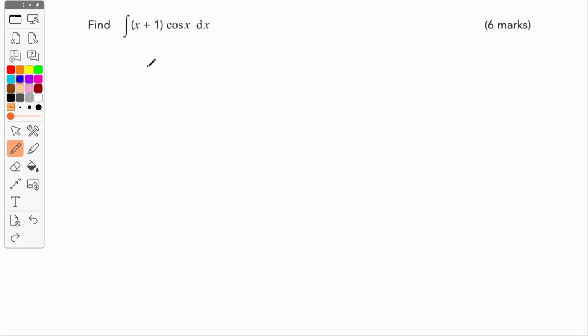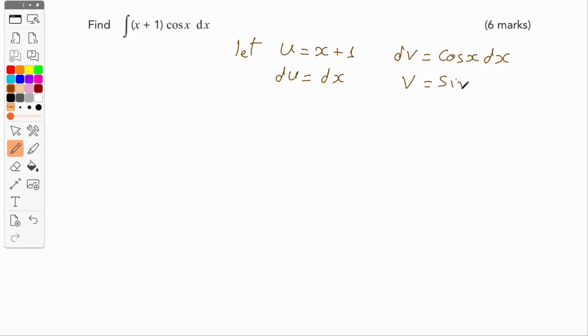Next one. Here we need to integrate the quantity x plus 1 times cosine x dx. Of course, we can solve this one using integration by parts. So let u equal x plus 1, and dv equals cosine x dx. du equals dx, and v is the integral of cosine x, that is sine x.